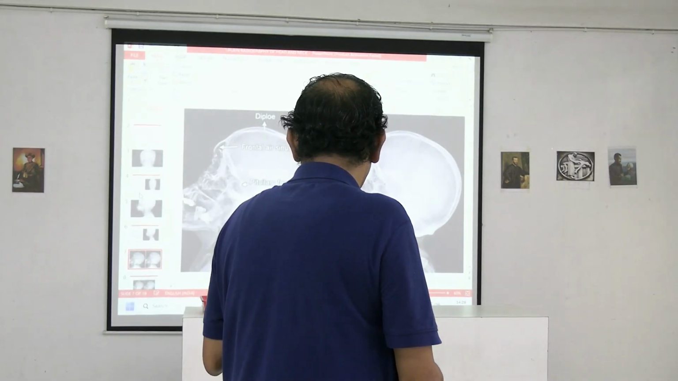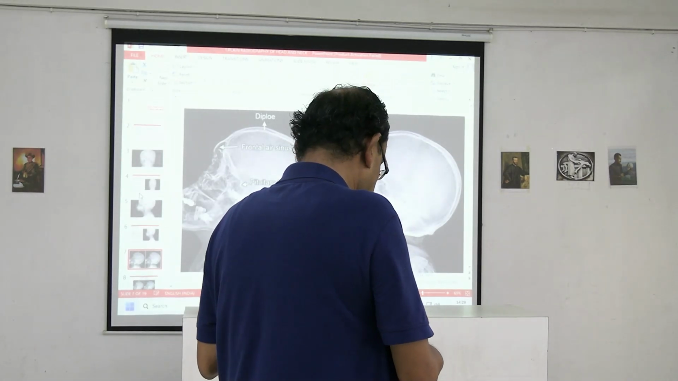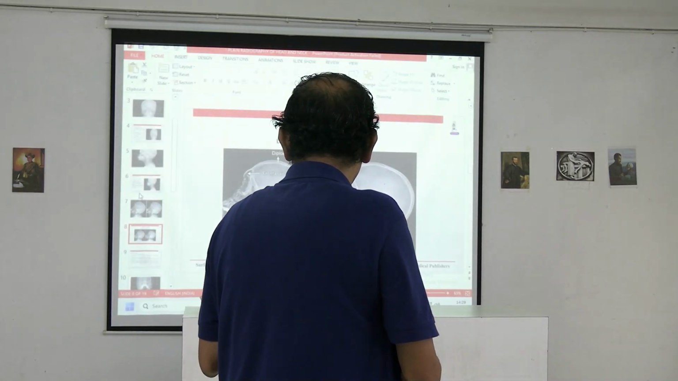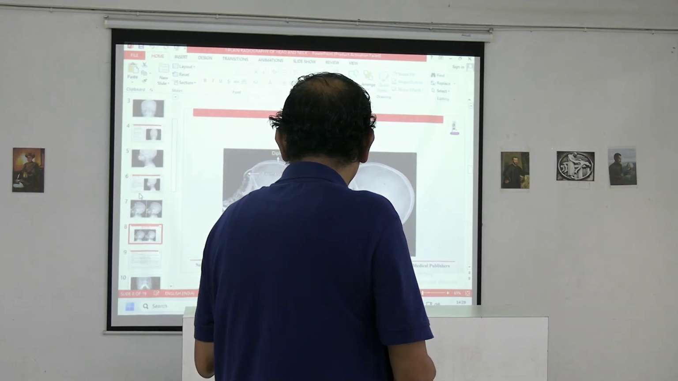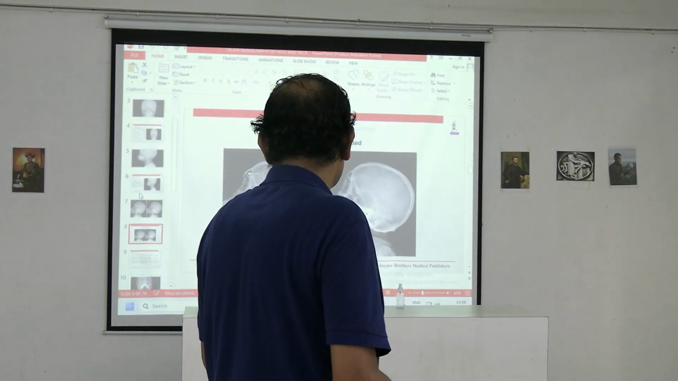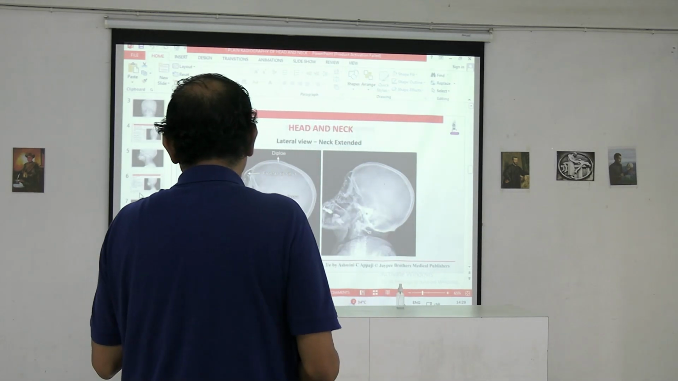Though this appearance is not very clear. So here we can see the dens. The outline of the dens we can see. So this is the second, third, fourth, like this. There are 7 cervical vertebrae.